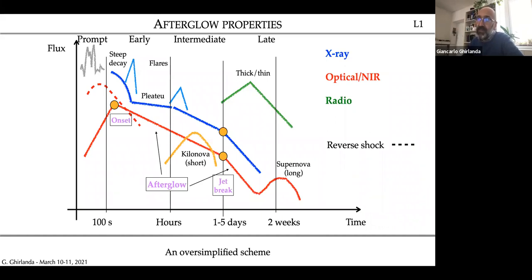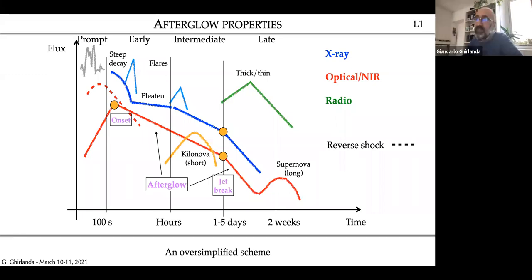And in this late phase, what happens is that typically the radio emission is seen rising and then decaying. The rise and decay of the radio emission is related to the fact that in the radio band at very early times, the spectrum is strongly self-absorbed, and you have to wait for the expansion of the emitting region in order to have the transition from thick to thin.